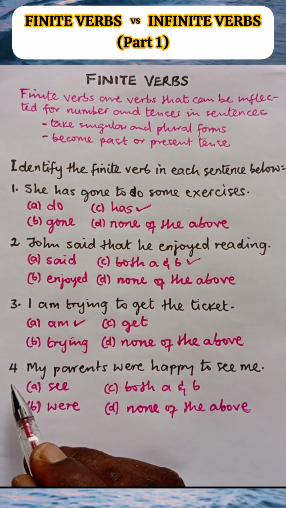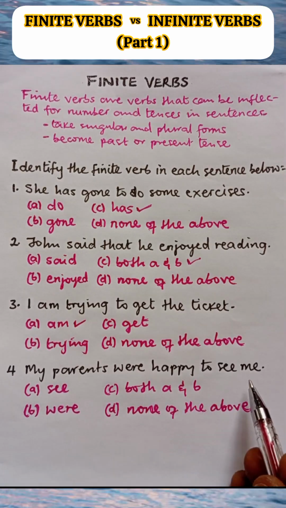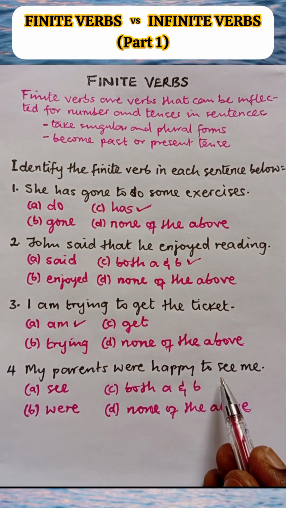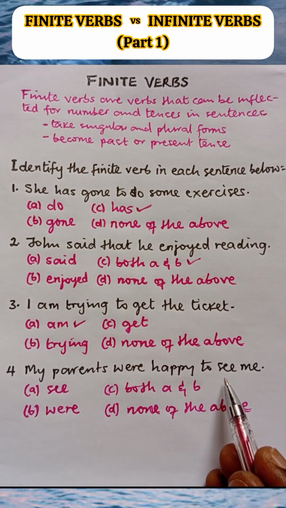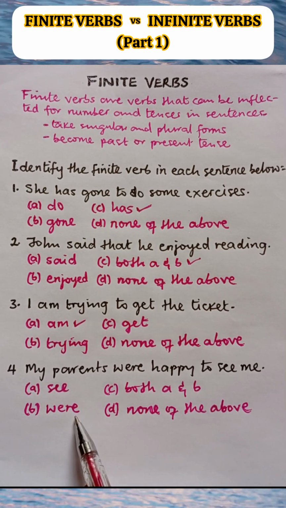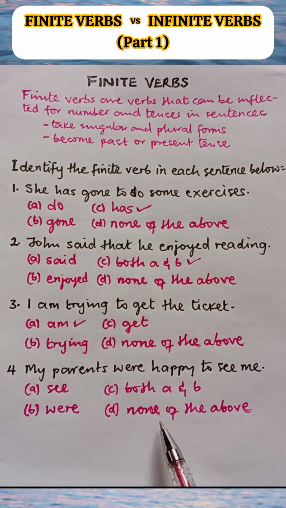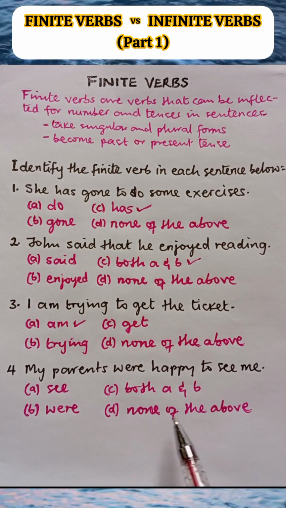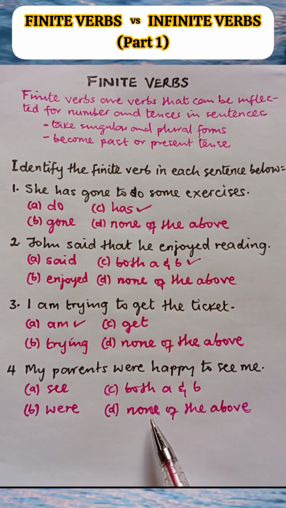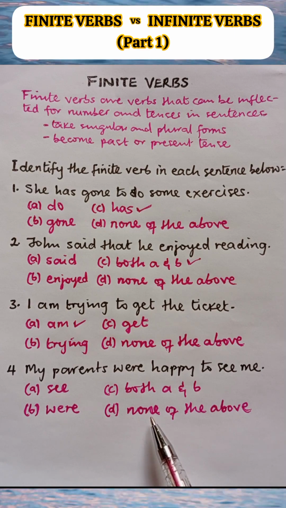And finally, number 4. My parents were happy to see me. The verbs here are were, and the other one is see. Which of these 2 verbs is a finite verb? Option A, see. Option B, were. Option C, both A and B are correct. Option D, none of the above. So you try this. Which of these is a finite verb? Put your answer in the comment section and watch out for part 2 where I treat infinite verbs. Thank you.